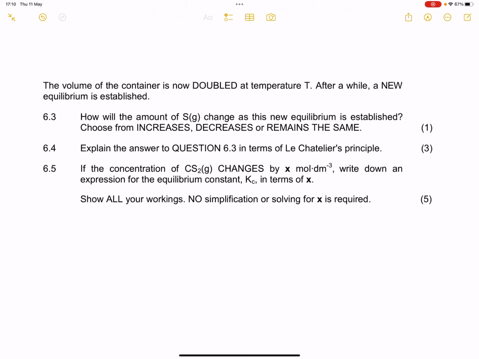So remember, in this case, once you change one of the factors that affect equilibrium, of which temperature is one, then equilibrium will be shifted, it will be disturbed, but a new equilibrium, as we said, will be established. Now they say to us, how will the amount of sulfur change as this new equilibrium is established? Choose from increase, decrease, or remain the same.